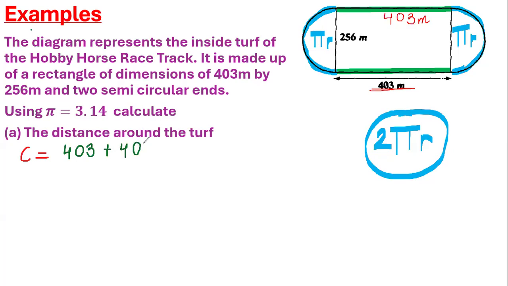Class, where do the 2 403s come from? The length of the rectangle, the long side. Very good, the length of the long side of the rectangle. Plus what? Plus 2 pi r. Where does the 2 pi r come from? The 2 semicircular sides. Very good, the 2 semicircular ends.